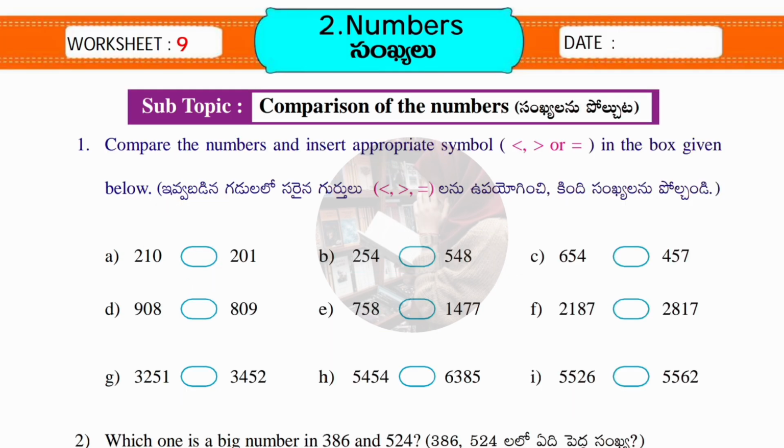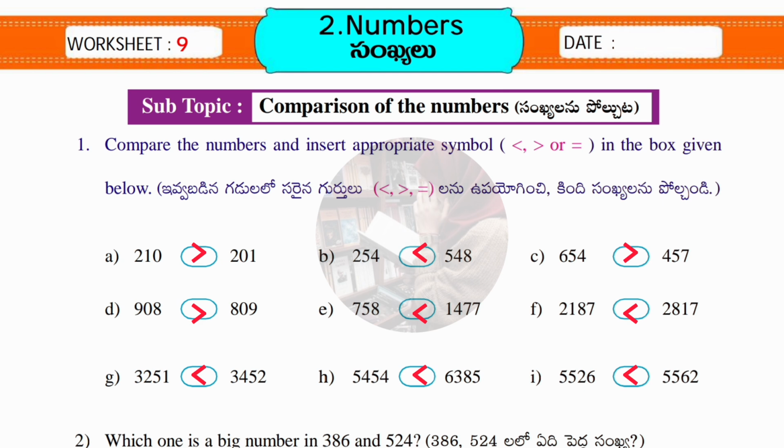Now we'll move to the next worksheet, that is worksheet number 9. Here the subtopic is comparison of the numbers. Okay, let's see. Here also we have given two numbers, and then in the middle we have given a box where we have to put an appropriate symbol. If it is greater than, then put greater than symbol. If it is less than, then put less than symbol. If it is equal to, then put equal to symbol. Okay, let's see. First number is 2010 greater than 2001. Second one, 254 less than 548.